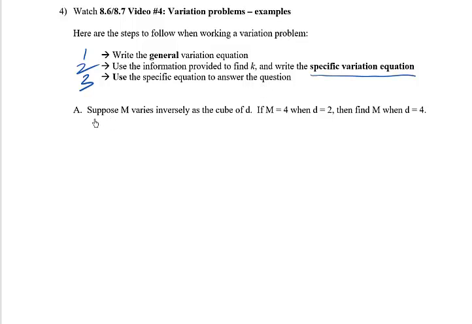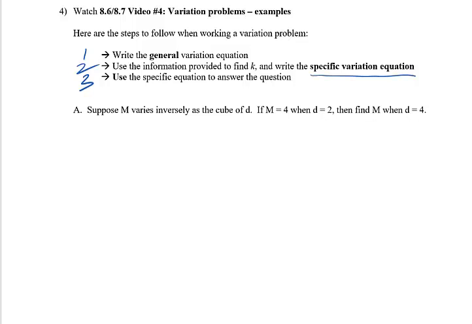Take a look at the first example. This is a very simple, stripped down example. There's no real life context associated with it. It simply says we've got m that varies inversely as the cube of d. If m is 4 when d is 2, figure out what m is when d is 4.